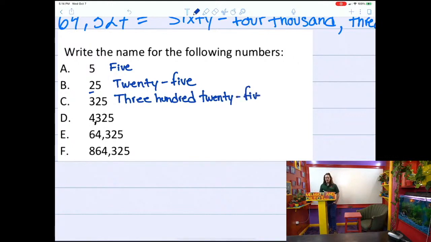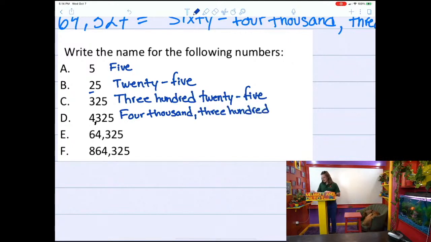Next, we have 4,325. Notice the introduction of the comma after the third number block. When we start the thousands digit, we have a comma between the hundreds and the thousands. So we need to make sure we replicate that in the word name. So if we have 4,000, comma, 300, 20 hyphen 5.